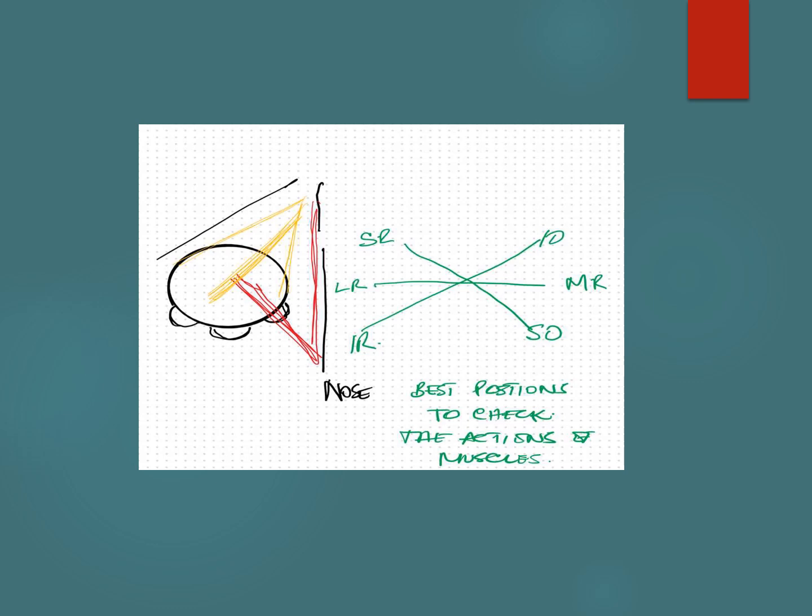Likewise, when we want to check the actions of superior and inferior rectus, we have to rotate the eyeball outwards. When the eyeball is rotated outwards, its long axis becomes in line with the axis of vertical recti. And here only one action is possible, elevation or depression. Superior rectus elevates and inferior rectus depresses.